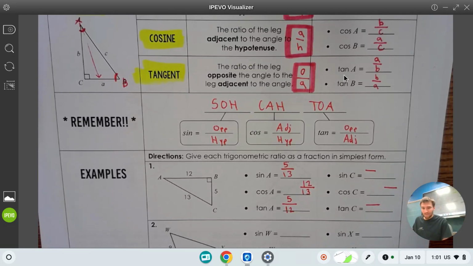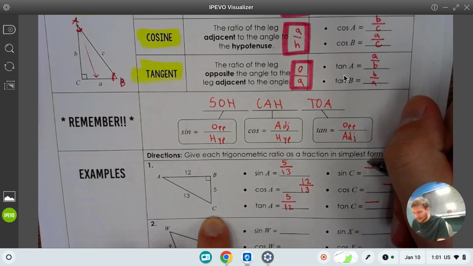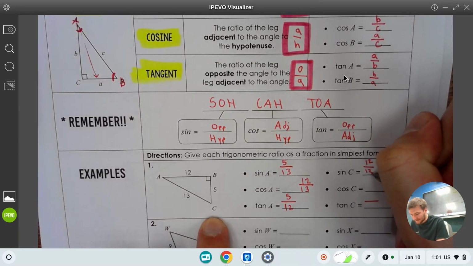The opposite over hypotenuse from here is going to be 12 over 13.